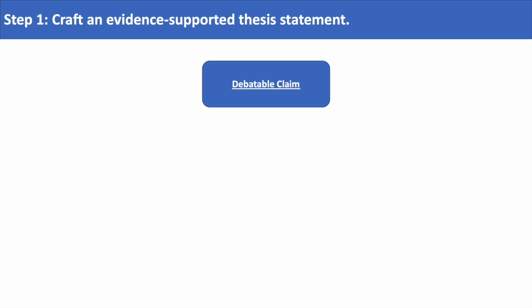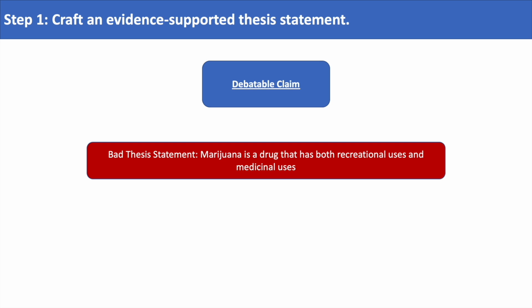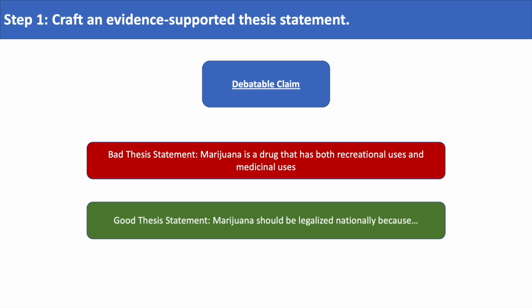An example of a bad thesis statement would be, marijuana is a drug that has both recreational uses and medicinal uses. You want to avoid making thesis statements like this that are not actually claims. Marijuana is indeed used both recreationally and medicinally, but that is more of a fact than a debatable claim. Instead, your thesis statement could be something like, marijuana should be legalized nationally because, followed by whatever your main points are. This thesis statement makes a claim that is heavily debated across the nation and has arguments for both sides, therefore making it a good thesis statement for an argumentative essay.